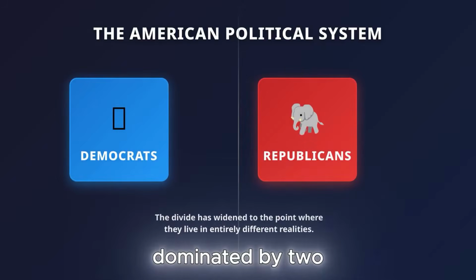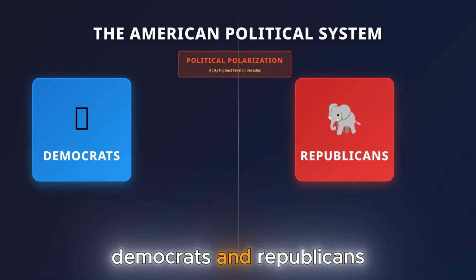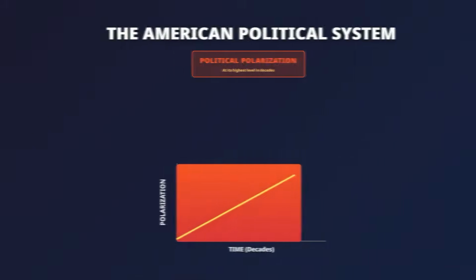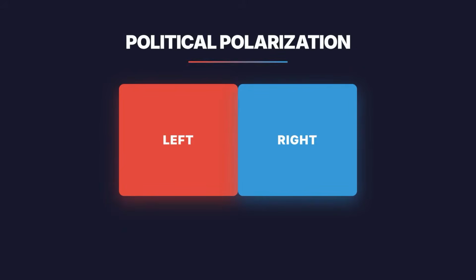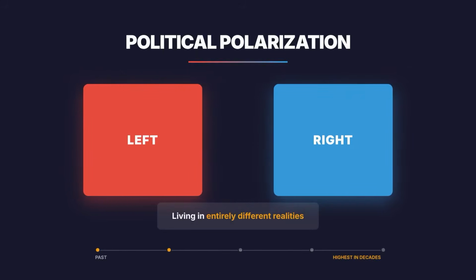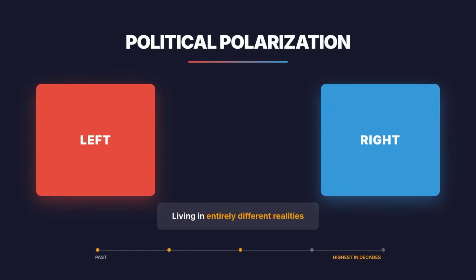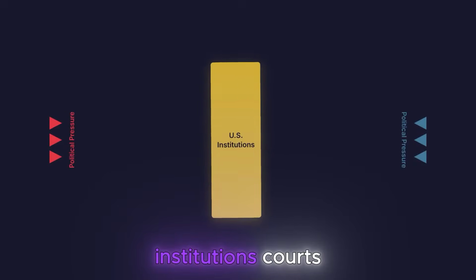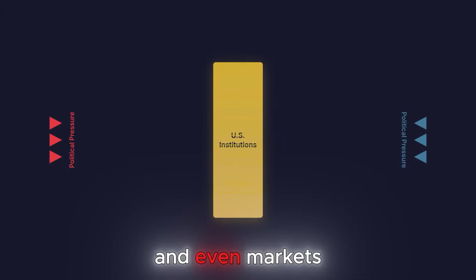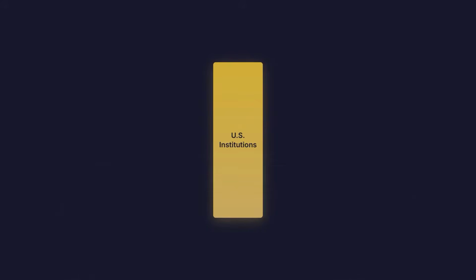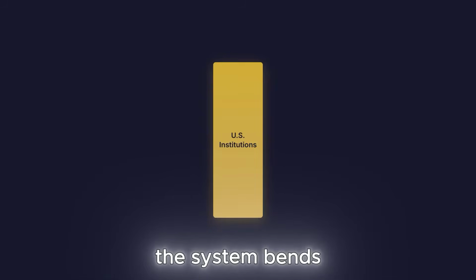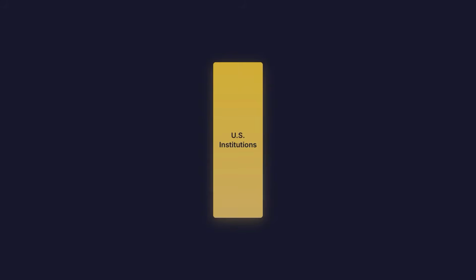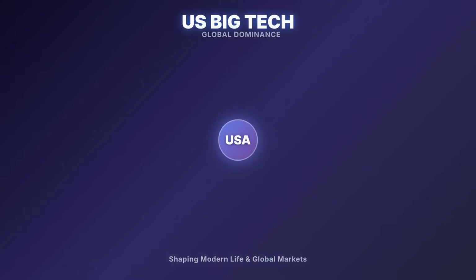The country is dominated by two major political parties, Democrats and Republicans. Over time, the divide between them has widened to the point where they often live in entirely different realities. Political polarization is now at its highest level in decades. Yet, despite the deep division, the American system is surprisingly resilient. Institutions, courts, states, independent agencies, and even markets absorb political shocks. Even during moments of chaos, the system bends, but rarely breaks. The US political story is complicated, a stable structure wrapped in constant turbulence.